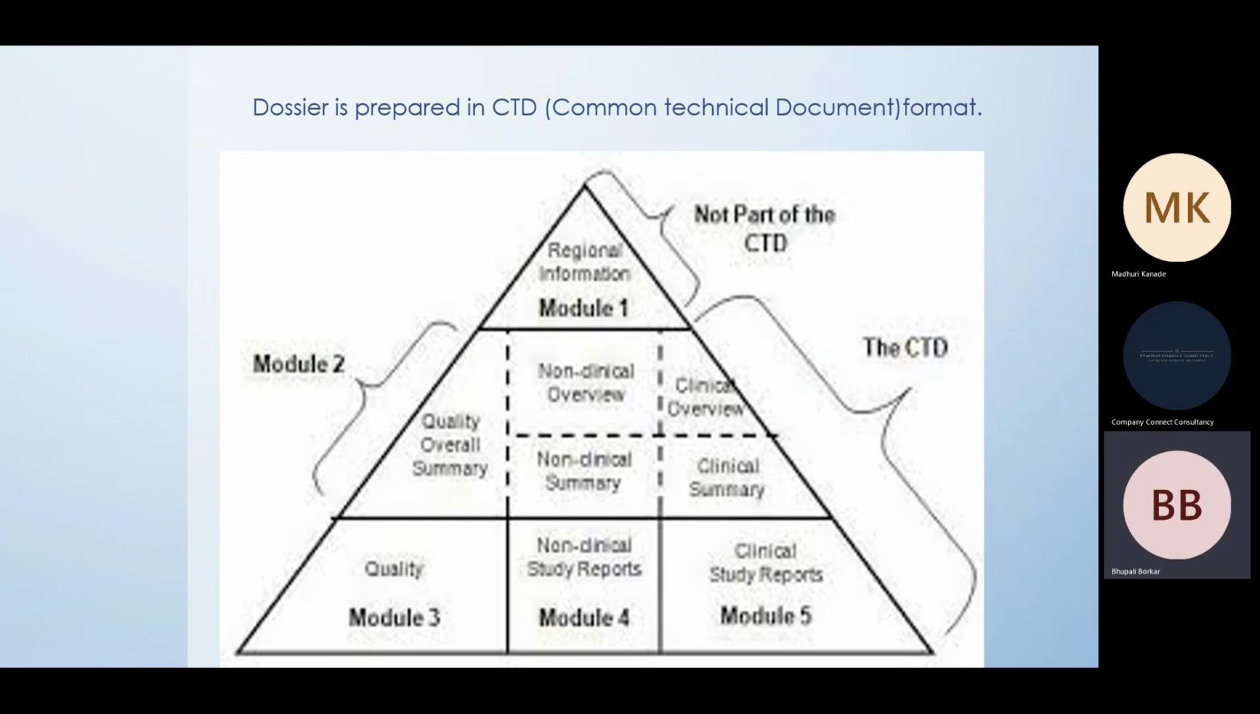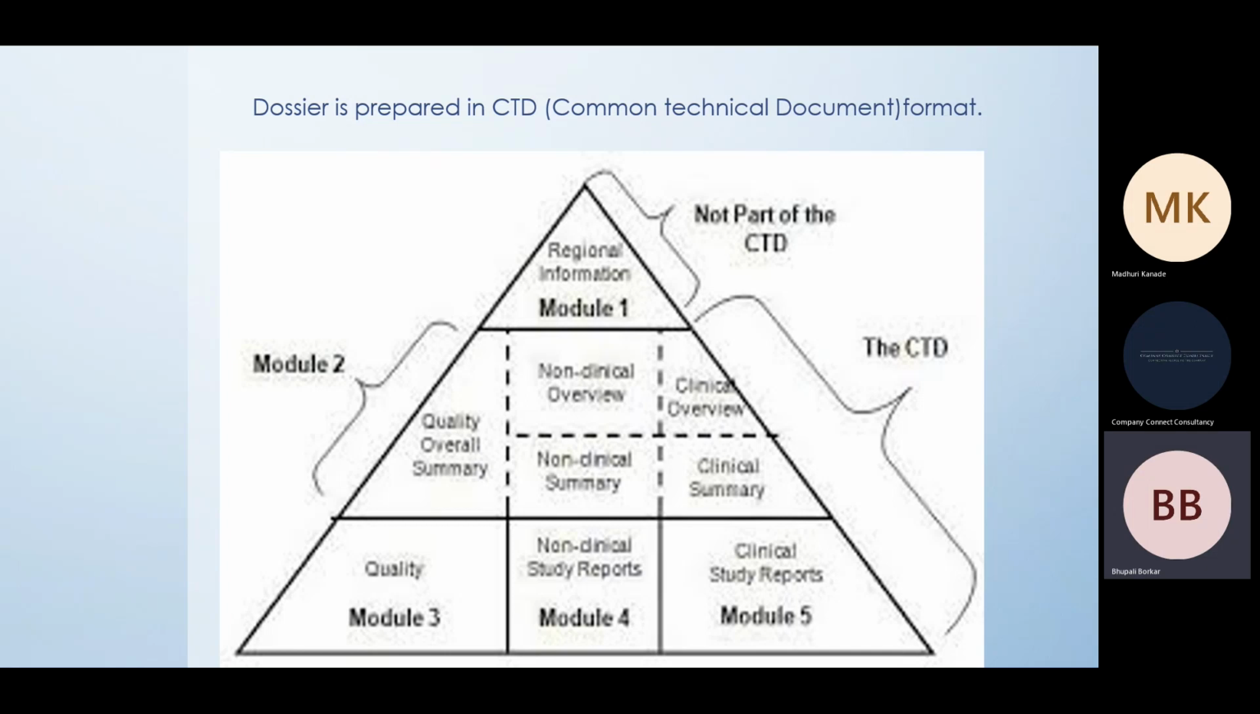So let's see what is module 1. Now, module 1, as it says, is regional information. Now, regional information, as the name suggests, is something which is specific to a region. If I'm taking an example, if I want to submit my product in Poland, one of the European countries, there are some special requirements for Poland. They require letter of authorization, they require declaration, they require POE, they require power of attorney. All these are the documents which are specific to Poland. So that is what is regional information.